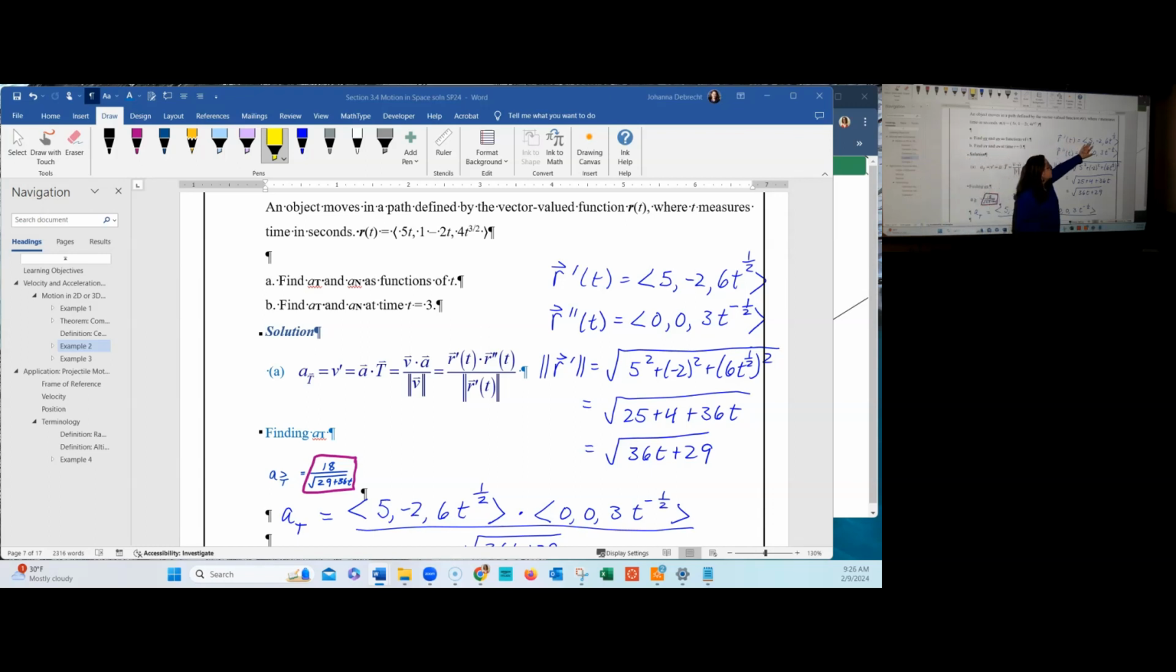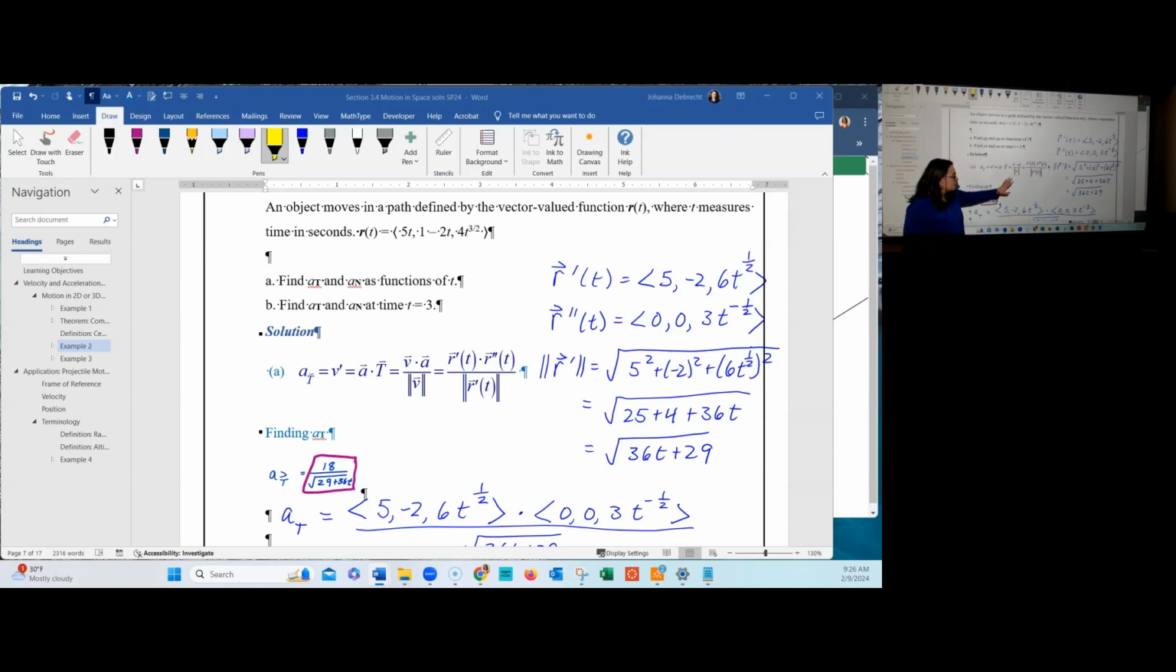When we take the derivative, we get ⟨5, −2, 6√t⟩. Taking the derivative again gives us r double prime = ⟨0, 0, 3/√t⟩. To find the magnitude of r prime, I'm applying this last formula here. I square the components of the velocity vector, add them together, and take the square root, which leads to the square root of 36t + 29.